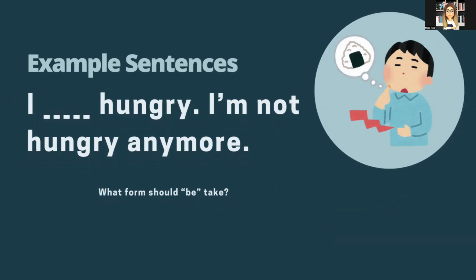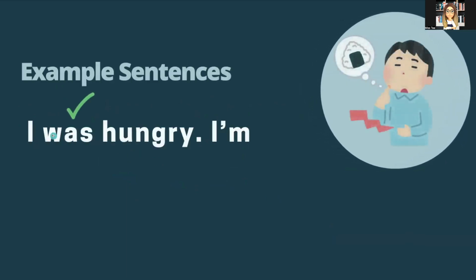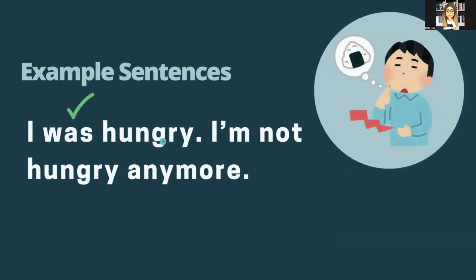I something hungry. I'm not hungry anymore. So now we know here is the form of be because we have an adjective. Hungry is our adjective. So we have subject. We need the form of be plus adjective. What form of be should we take? Remember, it's singular. The subject is singular. So what form of be in the past form is appropriate or best for the singular subject? Was. I was hungry. I'm not hungry anymore. So that's what we can say there.